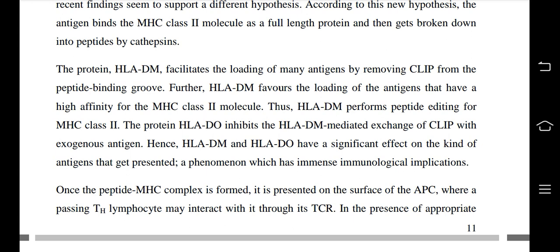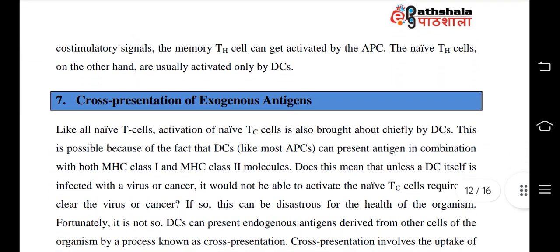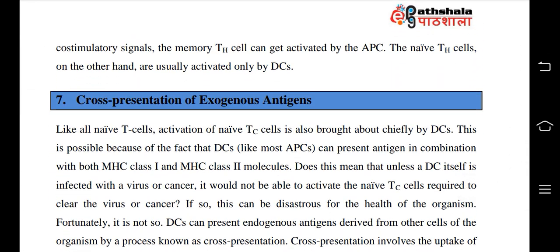immense immunological implications. Once the peptide MHC complex is formed, it is presented on the surface of the APC, where a passing Th lymphocyte may interact with it through its TCR. In the presence of appropriate co-stimulatory signal, the memory Th cell can get activated by the APC. The naive Th cell, on the other hand, is usually activated only by DC.